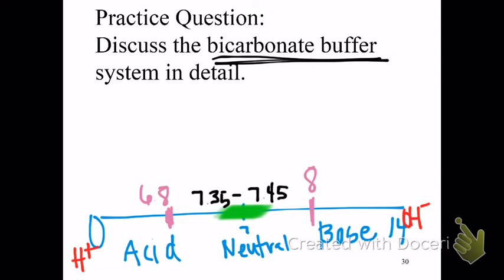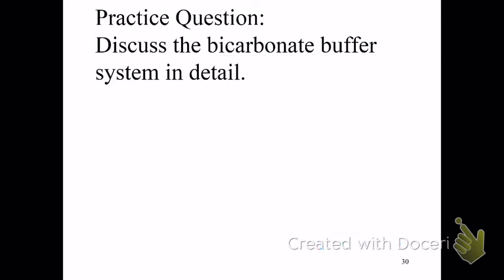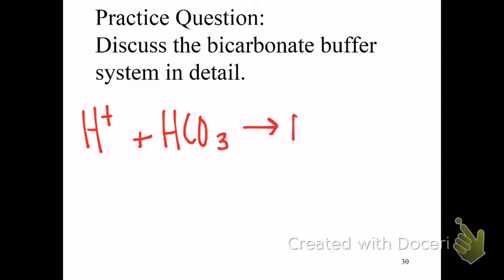Okay, so how does the bicarbonate system do it? Now we're answering the question. So discuss the bicarbonate buffer system in detail. Okay, here we go. So this formula, if you want to write this down, this hydrogen all by itself plus a bicarbonate yields carbonic acid.